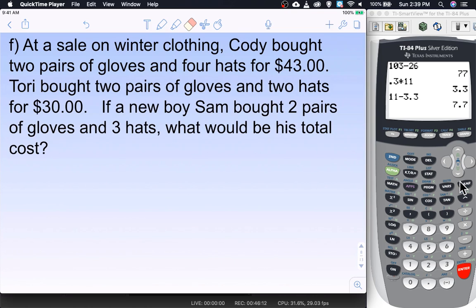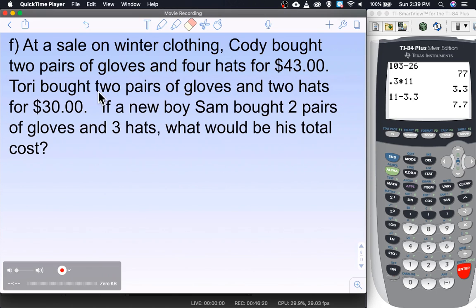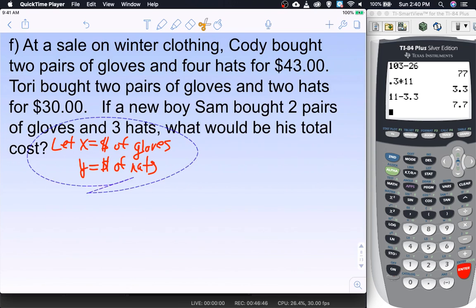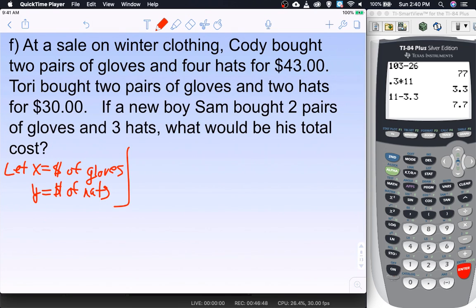All right, so here on letter F, it says, at a sale on winter clothing, Cody bought 2 pairs of gloves and 4 hats for $43. Tori bought 2 pairs of gloves and 2 hats for $30. If a new boy, Sam, bought 2 pairs of gloves and 3 hats, what would be his total cost? Okay, so it's a fairly straightforward problem. So we're going to let X equal the cost of gloves, and Y is the cost of hats. So now we have our variables defined.